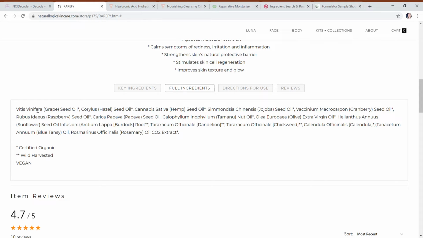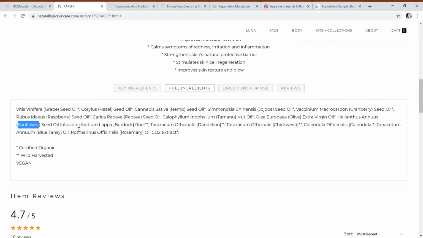So we're going to start off with this first ingredient, which is grapeseed oil. Then we have hazelnut seed oil, hemp seed oil, jojoba oil, cranberry seed oil, raspberry seed oil, papaya oil, tamanu oil, olive oil, and sunflower seed oil. And this is indicating here that there's an infusion of these herbs that are listed next inside this sunflower seed oil. And that is very common that you'll see.